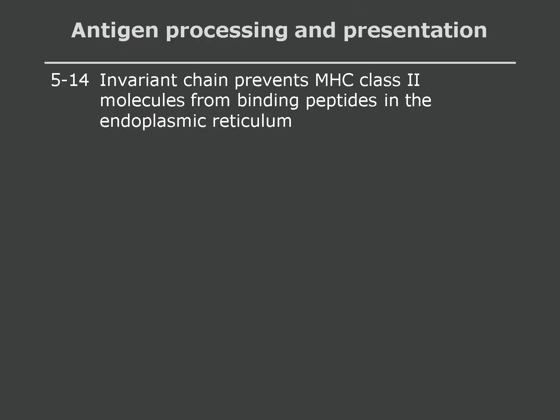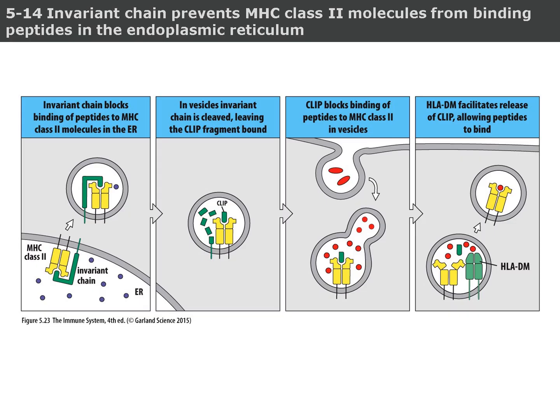Invariant chain prevents MHC class II molecules from binding peptides in the endoplasmic reticulum. This slide explains how the invariant chain regulates peptide loading in MHC class II molecules. In the first panel, MHC class II molecules are formed in the endoplasmic reticulum. The invariant chain binds to the peptide binding groove, blocking premature peptide binding.